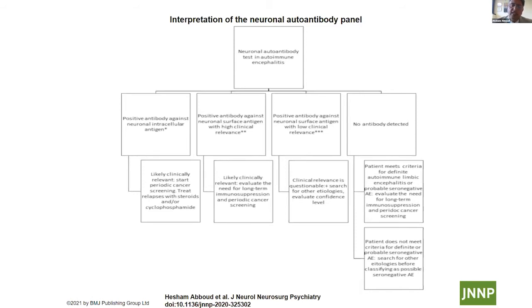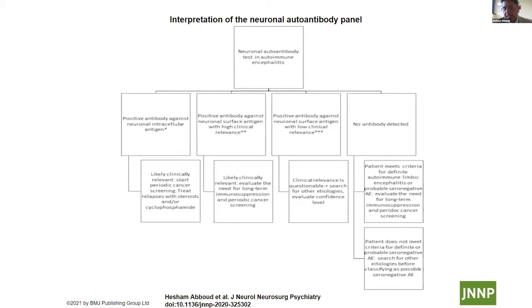And then the fourth possibility is that all the neuronal antibody panels came back negative, both from the serum and the CSF. And here you have to evaluate, am I dealing with a clinically definite seronegative autoimmune encephalitis? And really, by saying so, the only subtype that you can say with confidence is definite in the setting of negative antibodies is limbic encephalitis.